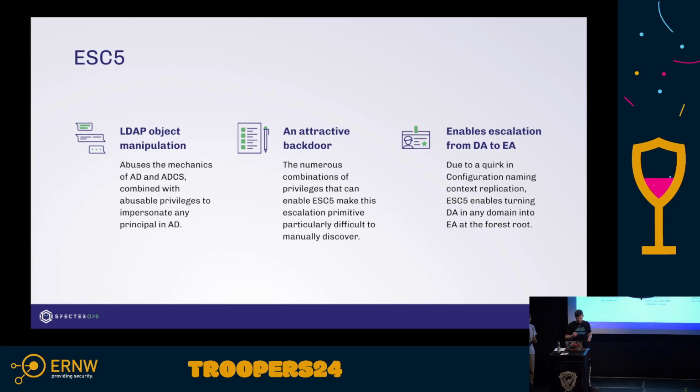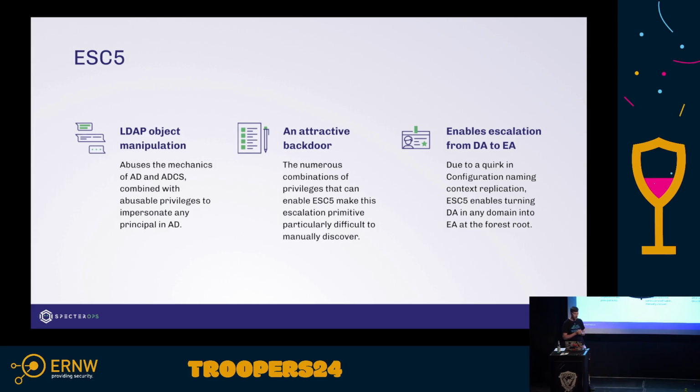So escalation 5 comes down to LDAP object manipulation. It abuses how ADCS and Active Directory are interconnected, and how the objects that are placed into the directory in certain places are then replicated elsewhere in the domain, and also elsewhere in the forest. Escalation 5 is extraordinarily complex, and there are many different variations of it. There are at least 40 to 50 different variations of escalation 5.